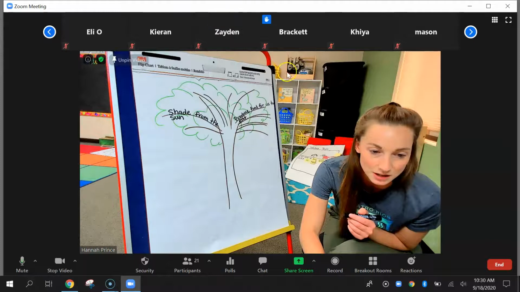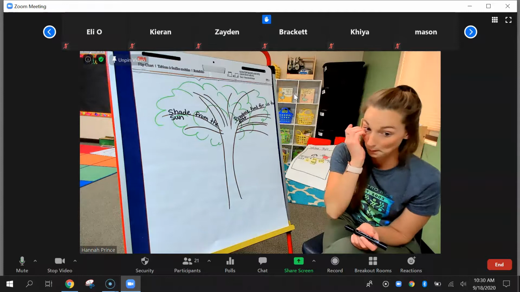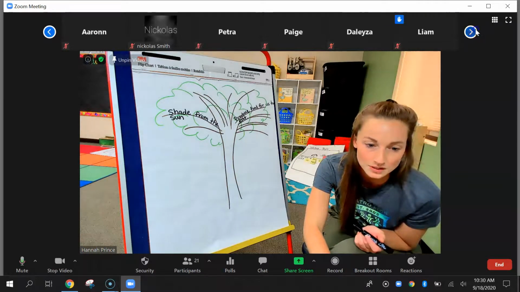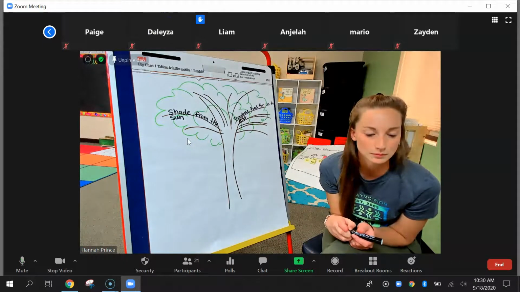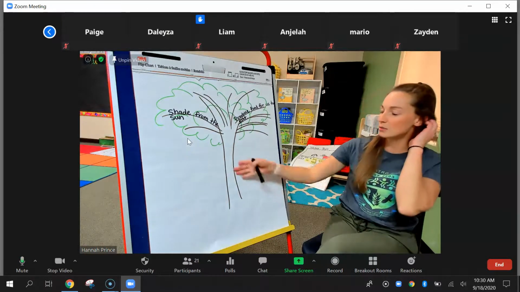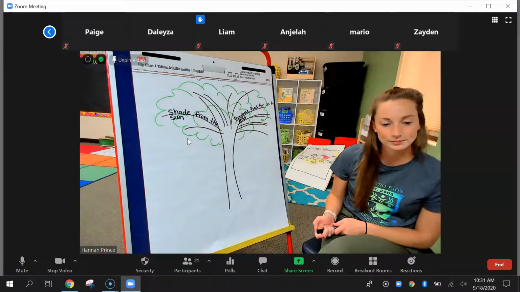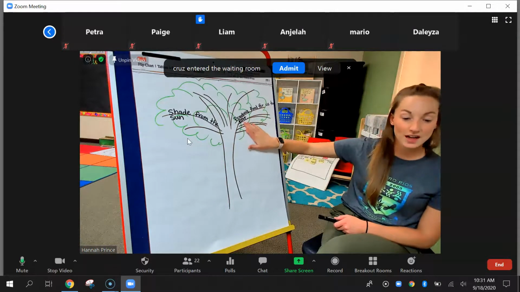Zayden, have you talked during science yet? Yes. Okay. I'm looking through to see who has it. Deleza, have you? No. Okay, Deleza, how do we use trees? To grow fruits. Good job. To grow food for us to eat. Can you think of another idea?